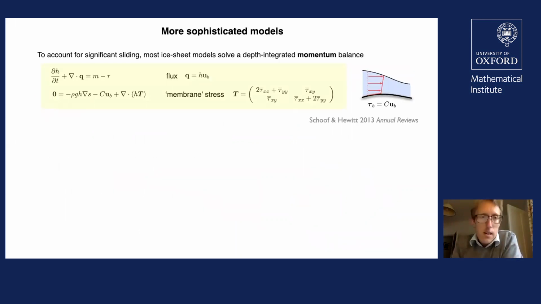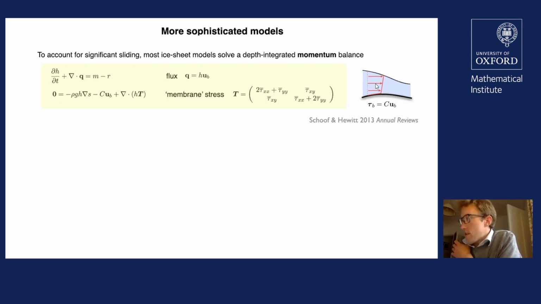I want to say a little bit about more sophisticated models. Most of our models that we're dealing with now actually assume that the ice is dominated by sliding. So this velocity profile that you see on the right-hand side, where most of the deformation actually occurs at the bottom, is more the picture that we have in mind.